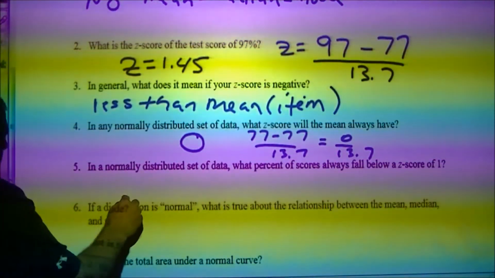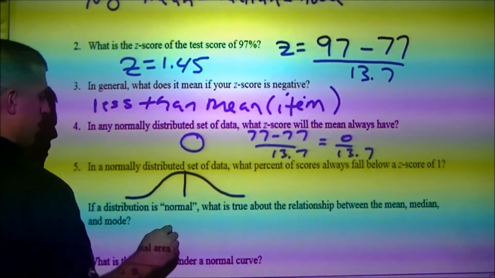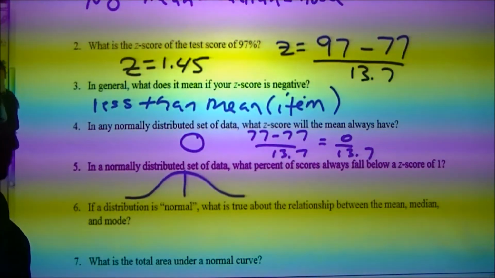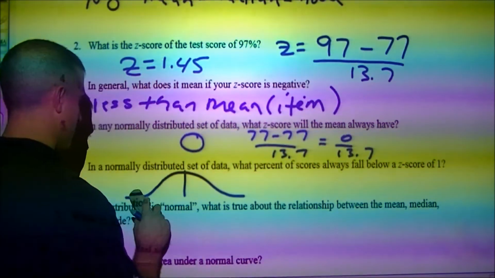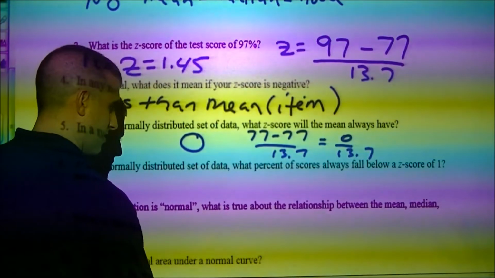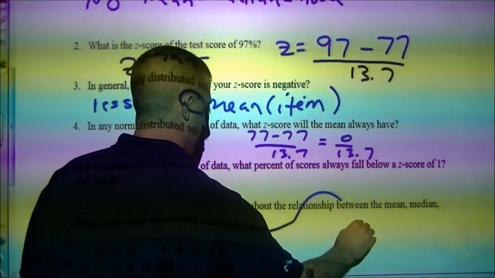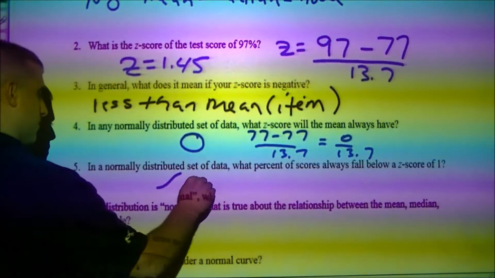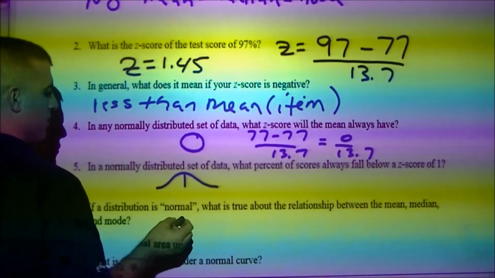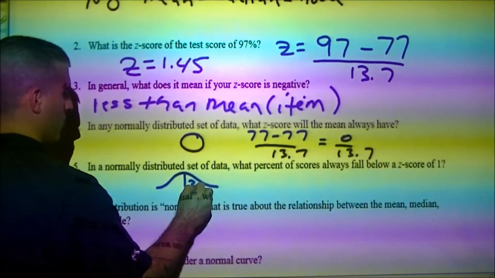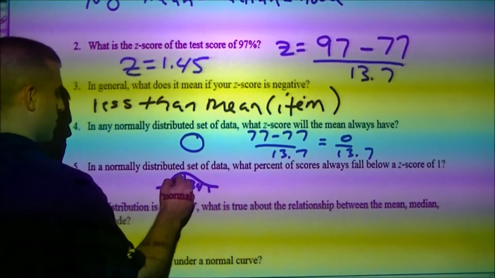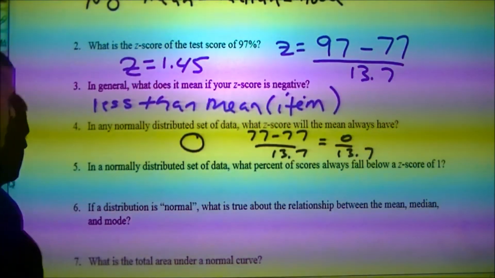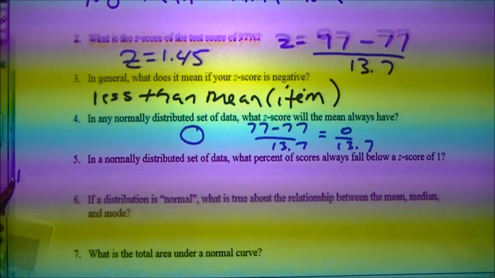If in a normally distributed set of data, what percent of scores will be below a z-score of 1? All right, our empirical rule tells us, and I don't have a lot of room for this, I might have to draw it down here. That's not good. Draw a smaller curve. So we got 34 and 34. I just don't have enough room for this on this section. I'll come back to that question.